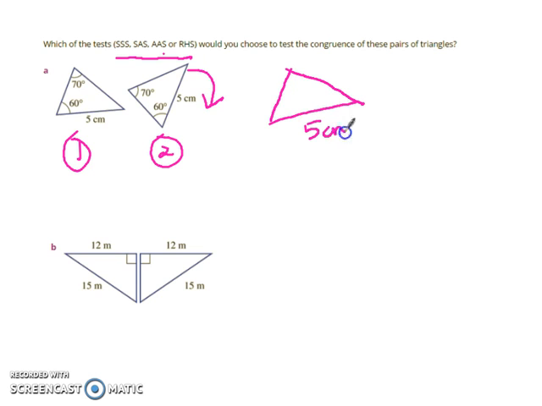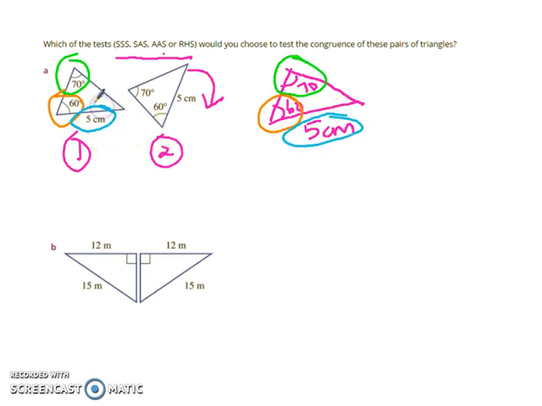So I know that that's 5 centimetres. That one there was the 60. That one there was the 70. So you can see now that this angle is the same as that one. This angle here is the same as that one. And this side length here is the same as that side length there. So I've got two angles and I've got one side that are all the same size. Two angles and one side, so it's going to be the angle. I've got two angles and one side, so that's my proof there.